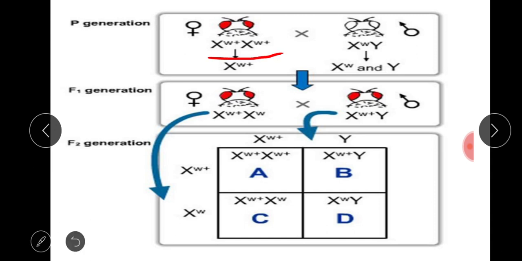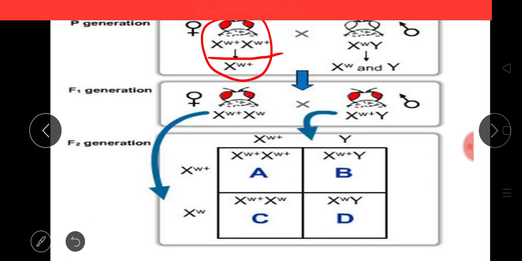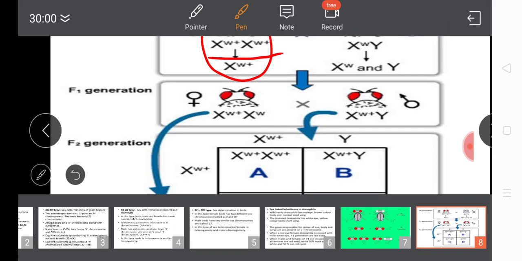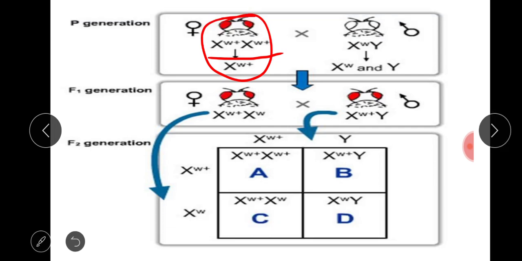Here it is being observed that the eye color is sex linked. It is present on the X chromosome. So the female produces the gametes which have the chromosome XW+, whereas the males have the chromosome XWY, and the gametes which are produced are XW and Y.